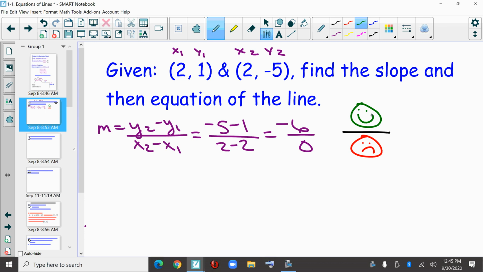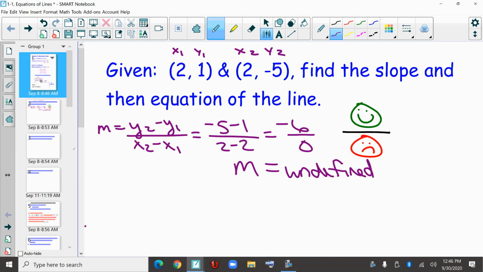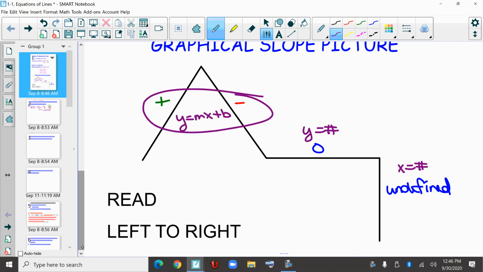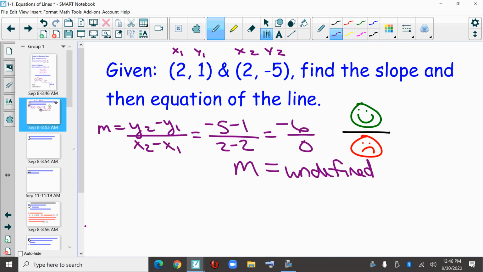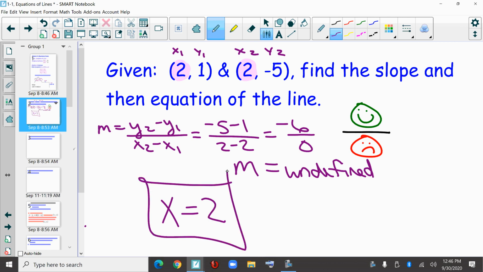What I want your brain to understand is, if 0 is in the top, it's 0. If 0 is in the bottom, it's undefined. Our 0 is in the bottom, so that implies that our slope is undefined. So if our slope is undefined, then what we learned right here is that it's x equals a number. Well, what number does x equal? If you look at your ordered pairs, x is 2 in both of those ordered pairs, so x has no choice but to be the value 2.